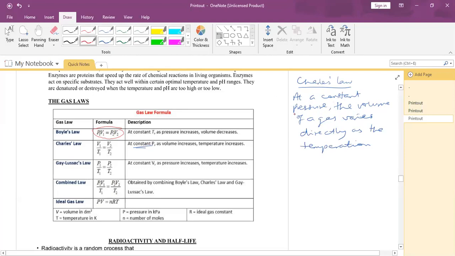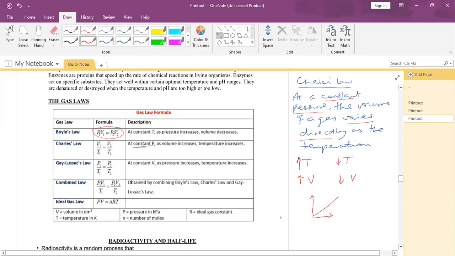The pressure is constant, and then direct variation. What do you mean by direct variation? It means that the increase is in the same direction or the decrease is in the same direction. In other words, if you increase the temperature, the volume would increase. Temperature down, volume down. That is Charles' law. In other words, they change in the same direction. Same direction of change.